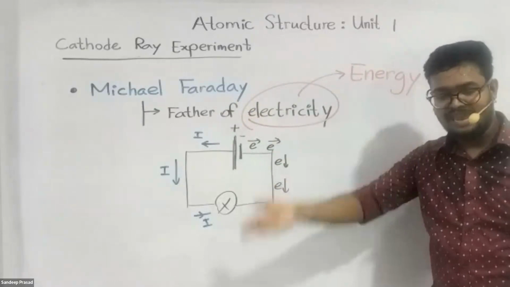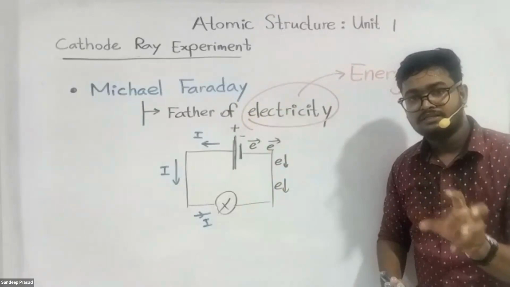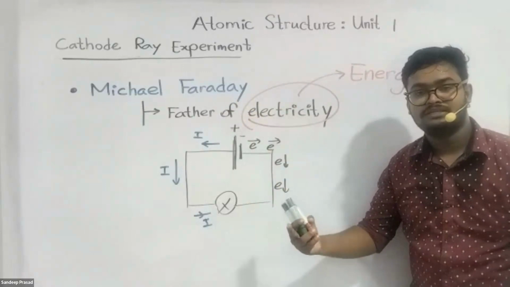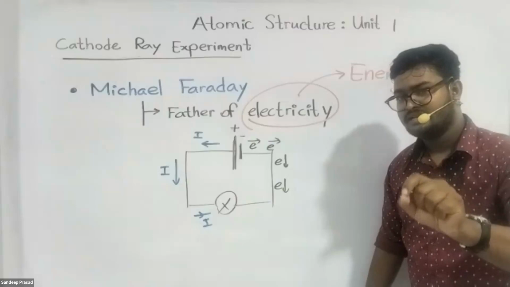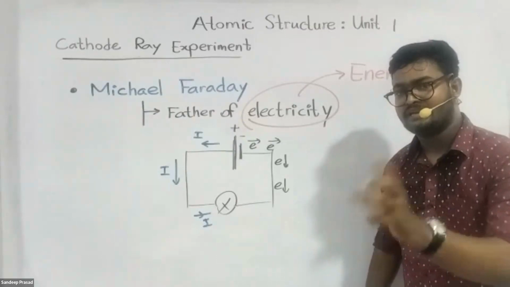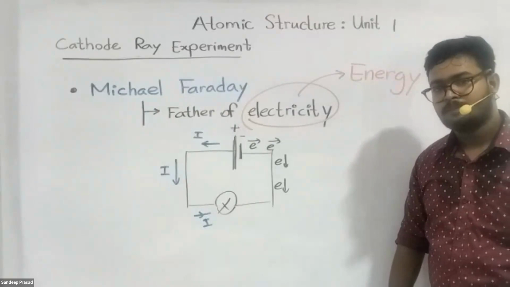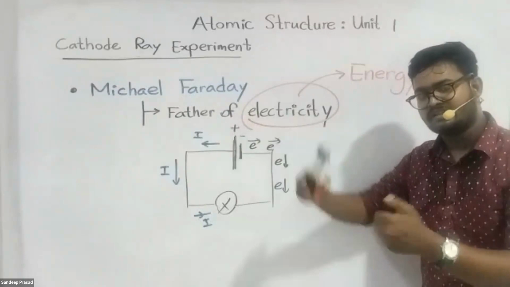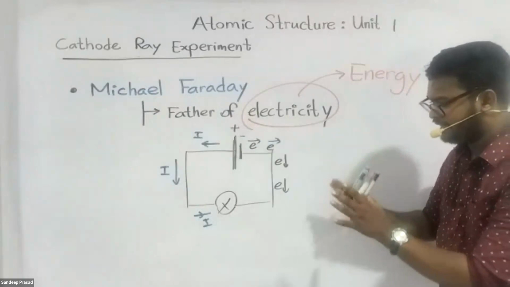people didn't know that the basic fundamental particle in matter is what? Electron. Because according to John Dalton's theory, they were thinking that the basic fundamental particle is what? Atom. Understood? But parallelly, Michael Faraday and other scientists conducted some experiments regarding electricity, and they found that the basic fundamental particle is the electron.